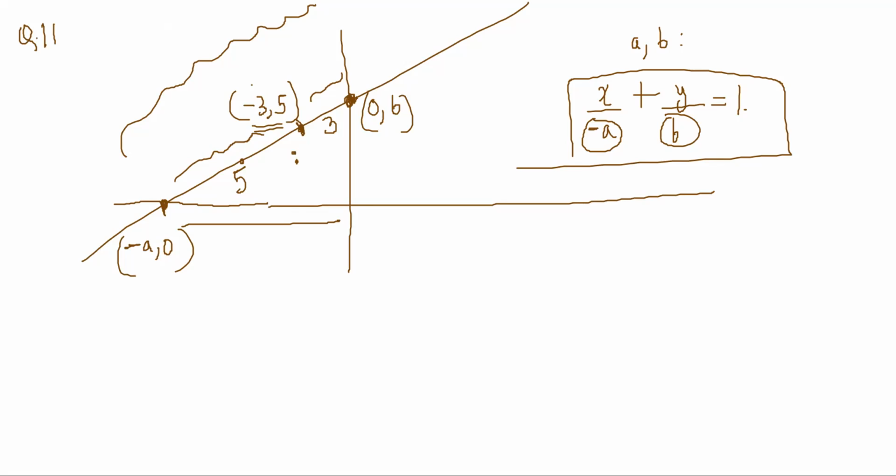Okay, the number of possible straight lines passing through (2, 3) and forming a triangle with the coordinate axes whose area is 12 units. Number of possible straight lines passing through (2, 3) and forming a triangle with coordinate axes whose area is 12.